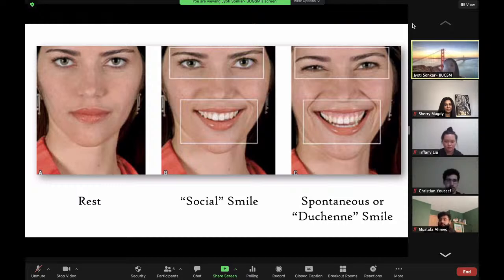So you want to make sure that you are able to capture the photos of patients showing the smile in all of these three positions, because you want to understand how much of the tooth structure the patient is showing and how much of the gum line the patient is exposing. And I'll let you know in the next few slides as to why that is important.